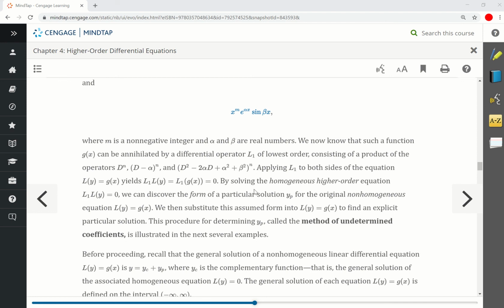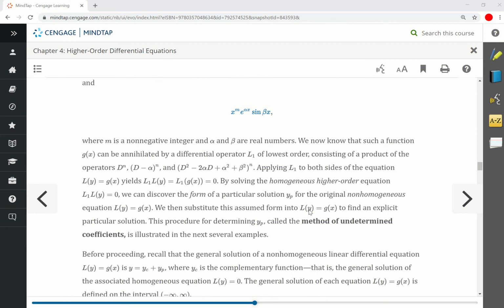Okay? So by solving the homogeneous higher order equation, L1 of L of y equals 0, we can discover the form of a particular solution y sub p for the original non-homogeneous equation L of y equals g of x, and then substitute this assumed solution into L of y equals g of x to find a particular solution. This procedure is what we call the method of undetermined coefficients, and we're going to see this in the next example.